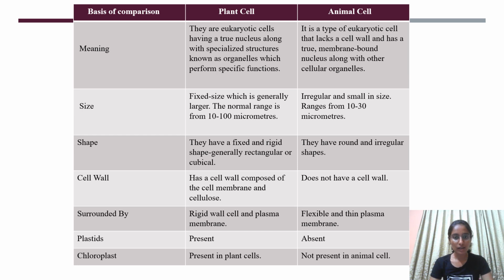Plant cell has a cell wall composed of the cell membrane and cellulose. Animal cells do not have a cell wall. Plant cell has a rigid wall and plasma membrane. Animal cell is surrounded by a flexible and thin plasma membrane. In a plant cell, plastids are present. In an animal cell, plastids are absent. Chloroplast is present in plant cell. Chloroplast is not present in animal cell.